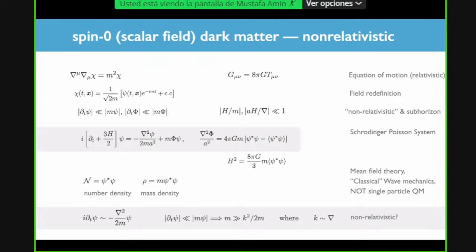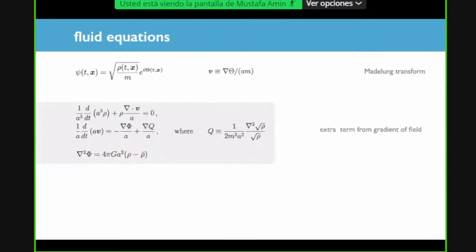Okay. So we derived this equation. Then I told you that the good thing to do is to bring these equations into a form that we've already discussed before. So what we did was what is called the Madelung transform. We defined psi, a complex field, in terms of an amplitude and a phase. So rho is the square of the amplitude, and theta is the phase. We defined a velocity, which is a gradient of this phase.